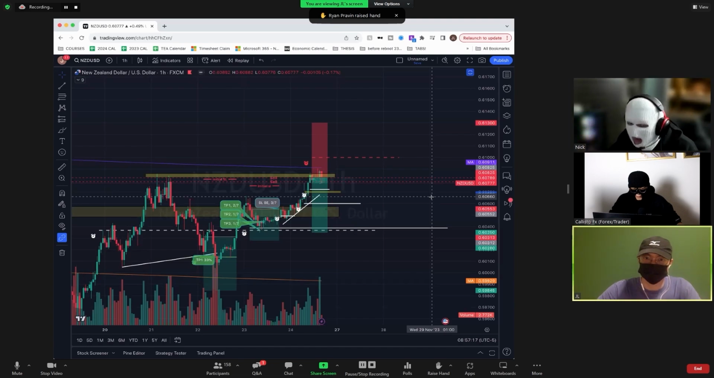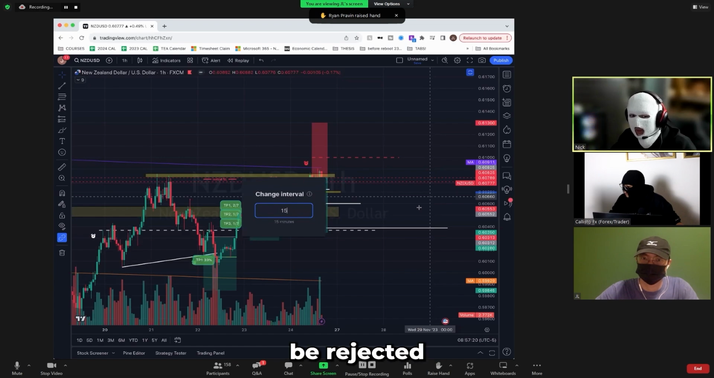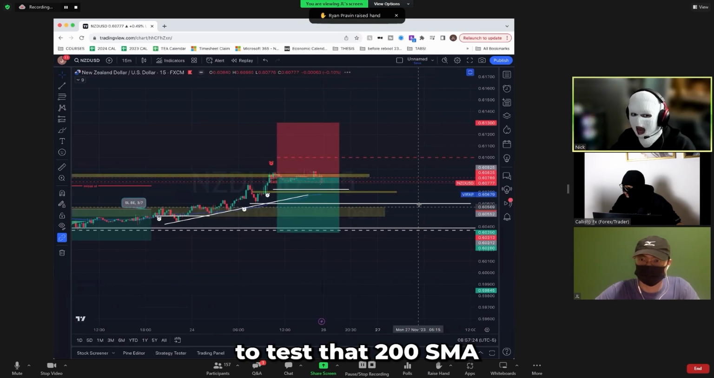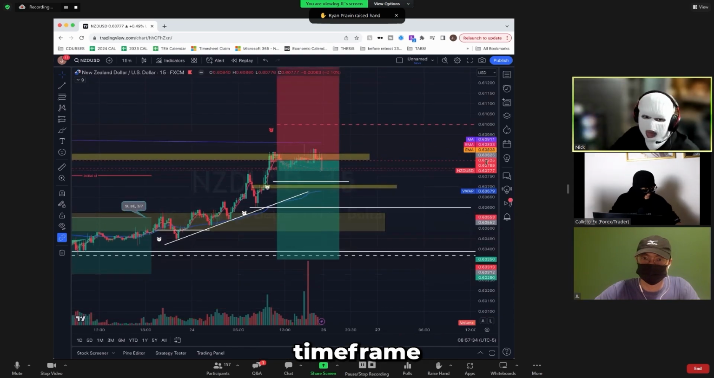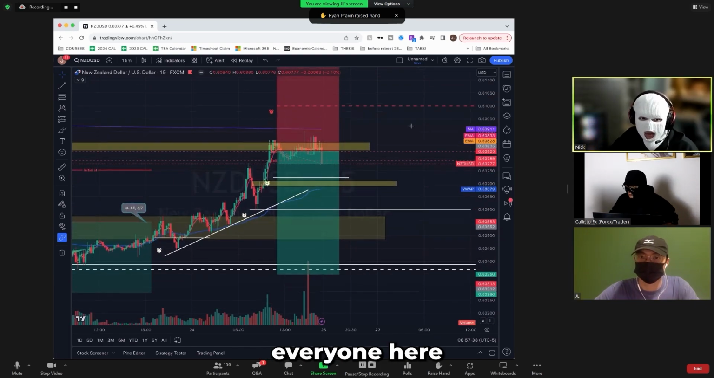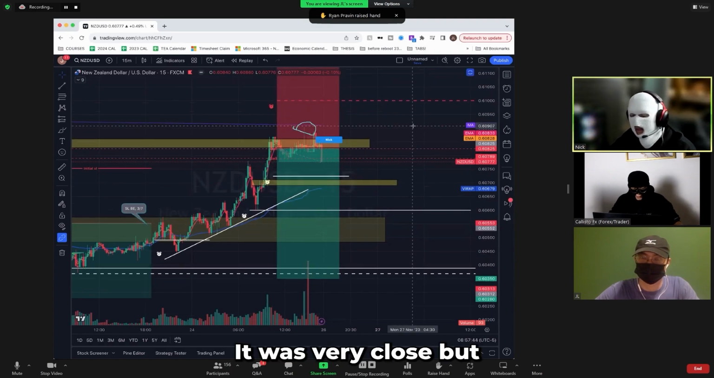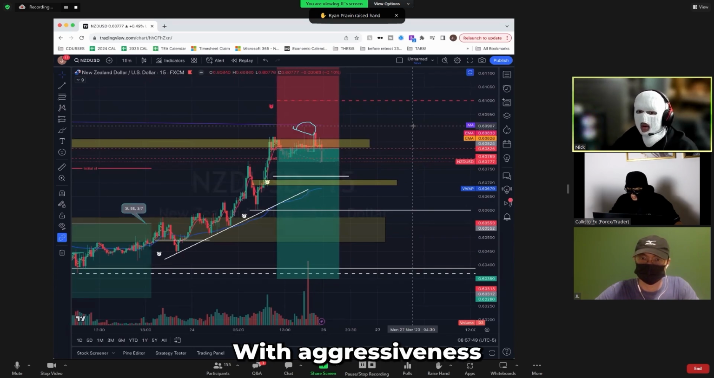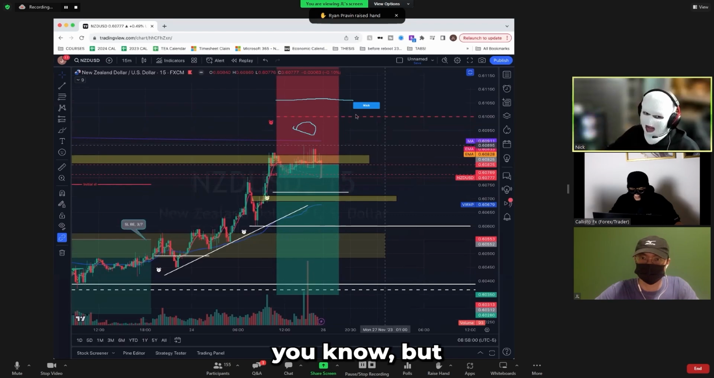So I personally can't tell if this is going to be rejected in the near future again. Is there a possibility of price coming up again to test that 200 SMA? Even on the 15-minute time frame, over here you can see, so that everyone can see, it hasn't even tapped it yet. It was very close, but it didn't. So, okay, cool. Good that price decided to dump down with aggressiveness. If you are expecting price to come back up here again, I wouldn't want to be in the trade. In my honest opinion, I would look to de-risk.